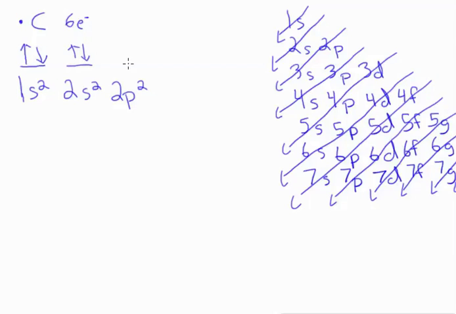Now 2p. P has 3 orientations, so we need to draw 3 lines. And Hund's rule tells us that there will be as many unpaired electrons as possible. So we have 2 electrons. We are not going to put them together. We will put them in separate orientations. So doing this only gets easier the more you practice.